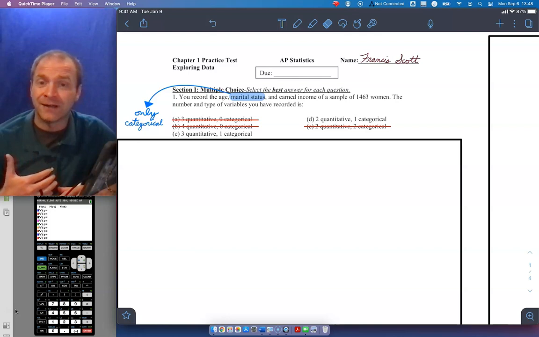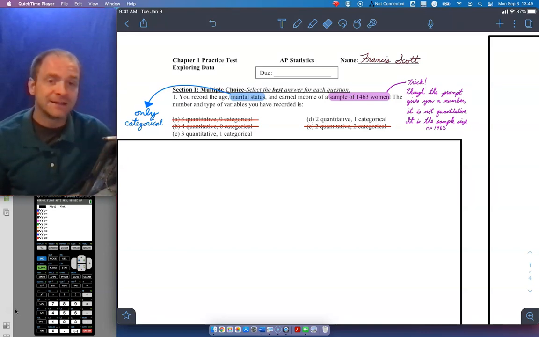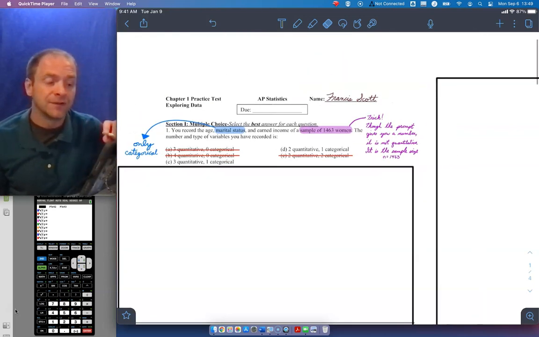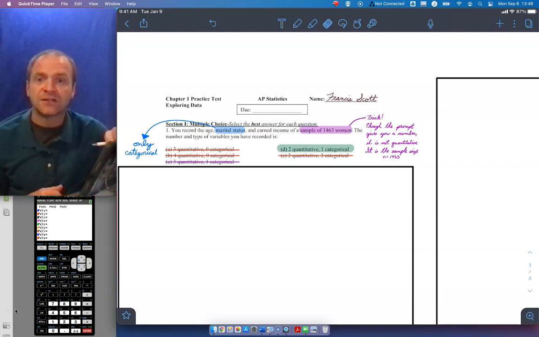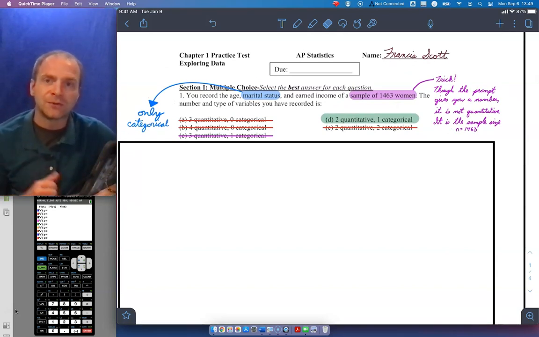Now I have to figure out, do I have 2 quantitative or 3 quantitative? Just so you know, 3 quantitative is the trick, because the prompt tells you that you have a sample of 1,463 women. Just because you see a number doesn't mean it's quantitative. In this case, that number is actually the sample size, your n equals 1,463. That was the trick choice. Someone who saw a number and said, oh, that's quantitative, would choose choice C, when really the answer is D. So when you read these, especially on a practice test, use it to start figuring out some of the multiple choice strategies.